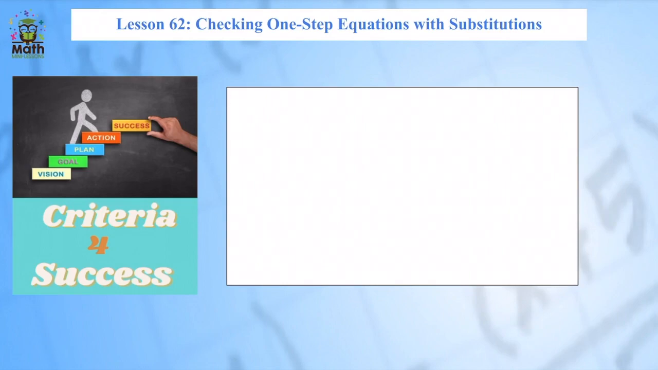Welcome to lesson 62, where we're going to check one-step equations with substitution. While I work through these models, here are the things I want you to look out for that show that I can solve the problem and so you can practice and have the same level of success.